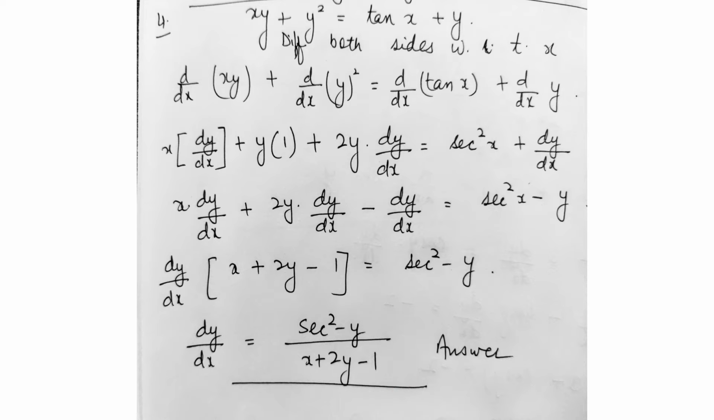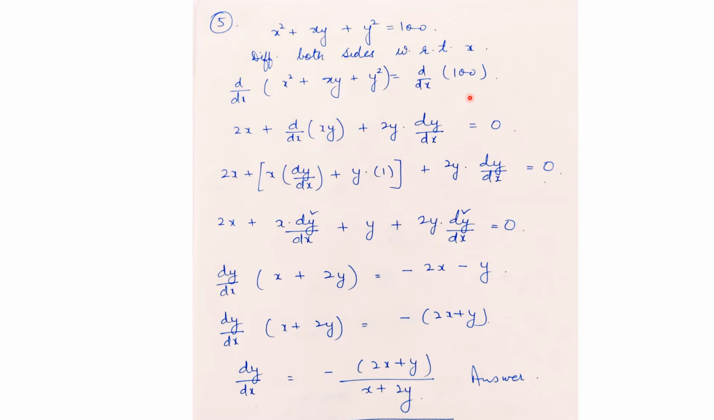is your answer. Next question. Fifth question. x square plus xy plus y square is equal to 100. You differentiate both sides with respect to x. We get d by dx x square plus xy plus y square is equal to d by dx of 100. Now what is the derivative of x square? We get 2x. Derivative of xy will be calculated by the UV formula.